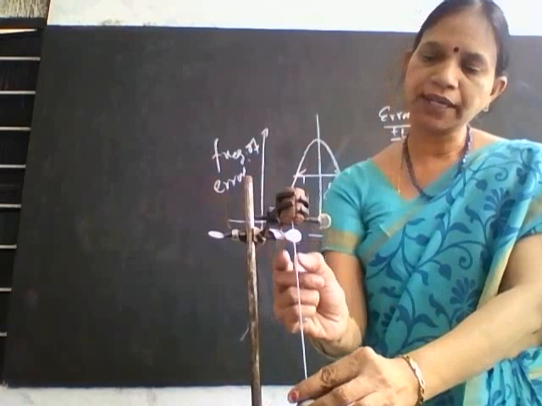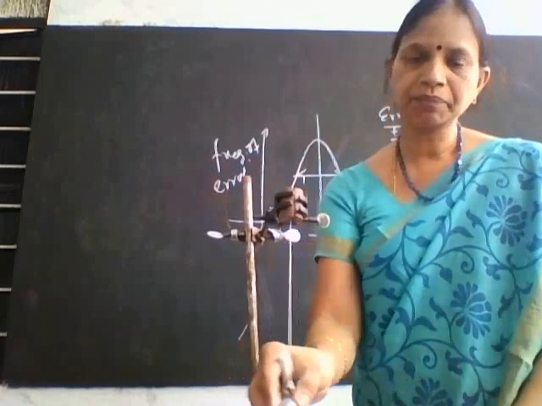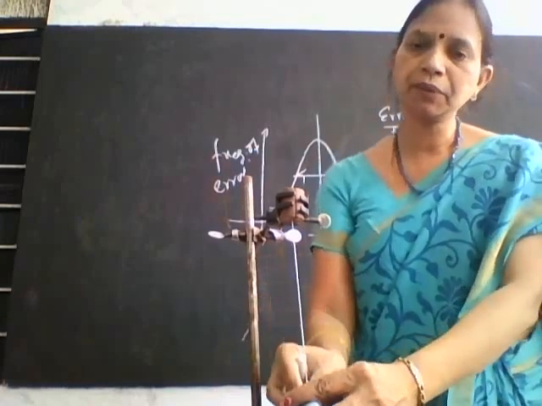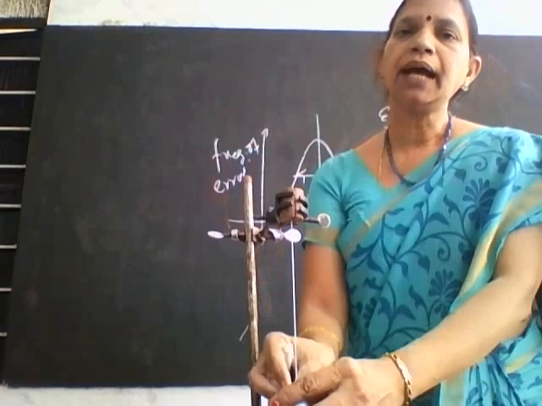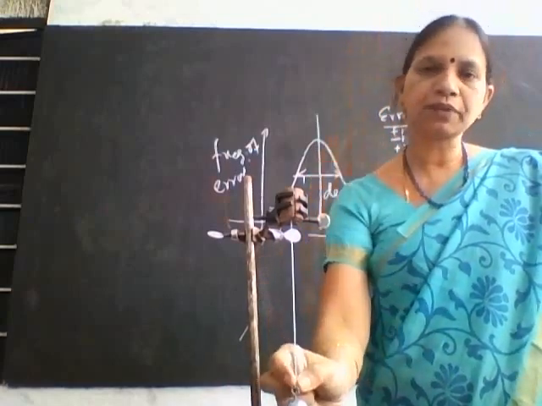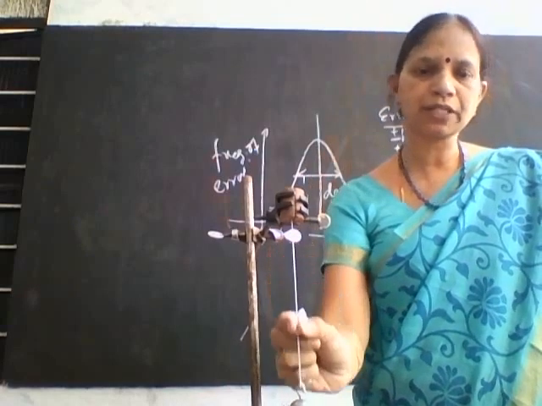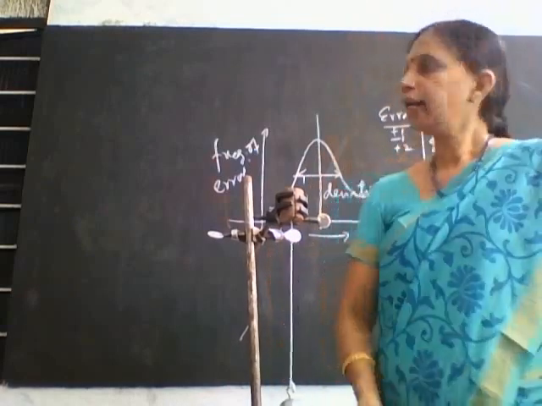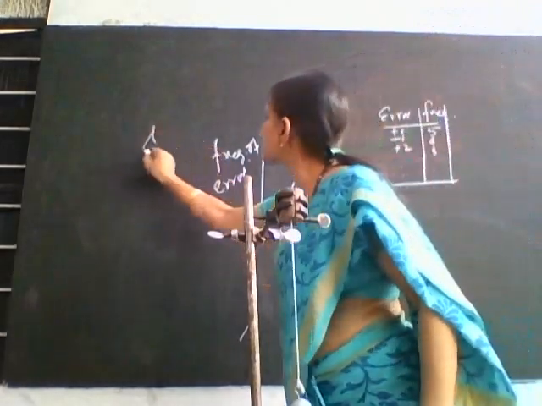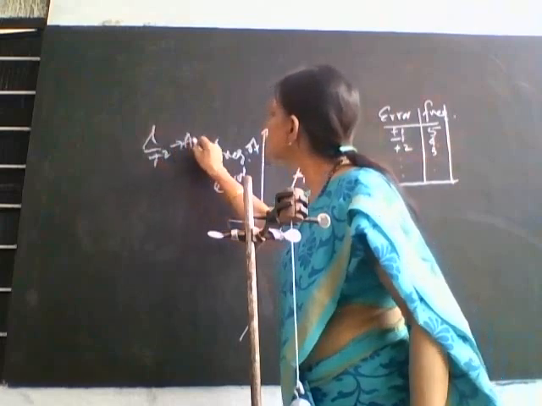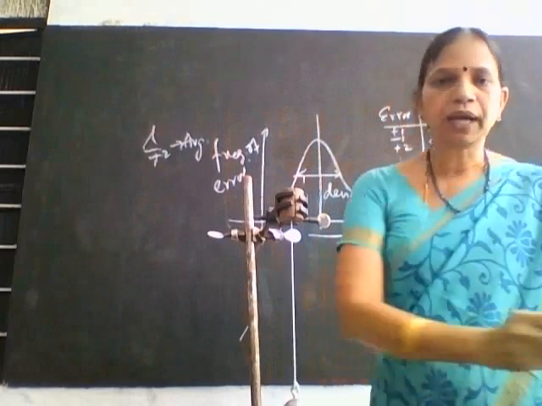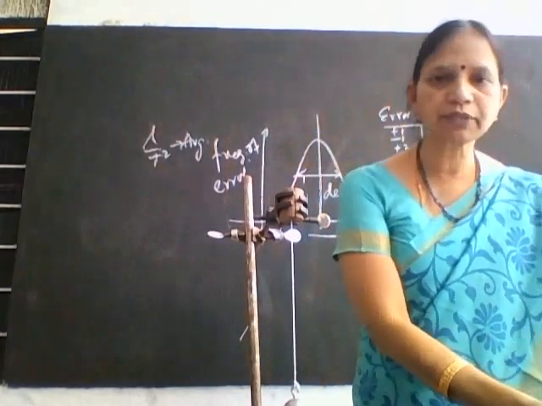So, for each length, take the time for 2 trials. Take the average time divided by 20, that gives you the time period. Okay? Then for all these lengths, finish it up to 85-90 centimeters. In each case, find the time as well as the time period. Then take the average of L by T square. Find its average. Once you get that, you have to estimate the errors using the formula.